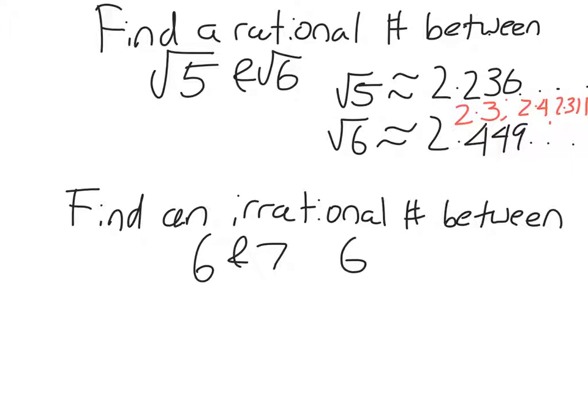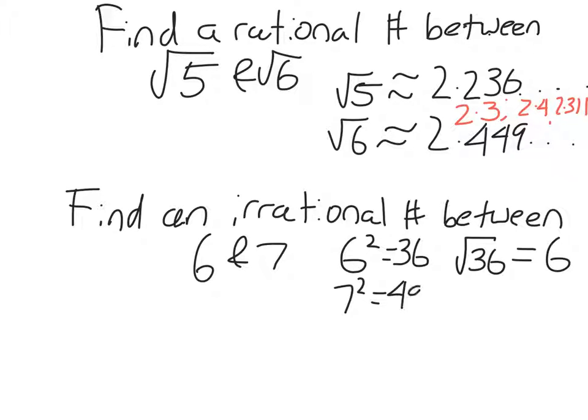So I know that 6 squared, 6 times 6, is 36, right? So 6 squared is 36. That means that 6 is equal to the square root of 36. If you square root 36 on your calculator, you get 6. 7 squared equals 49. So that means that the square root of 49 equals 7, right? So I want to find an irrational number that's somewhere in between these two.